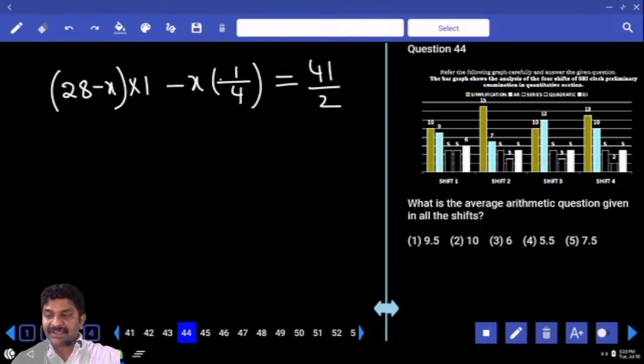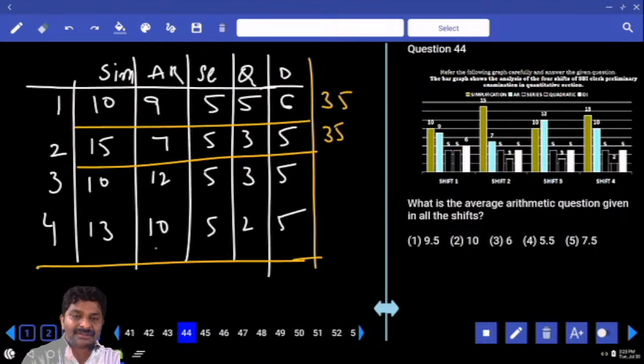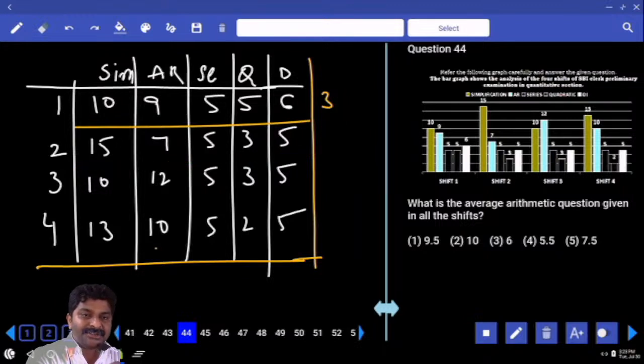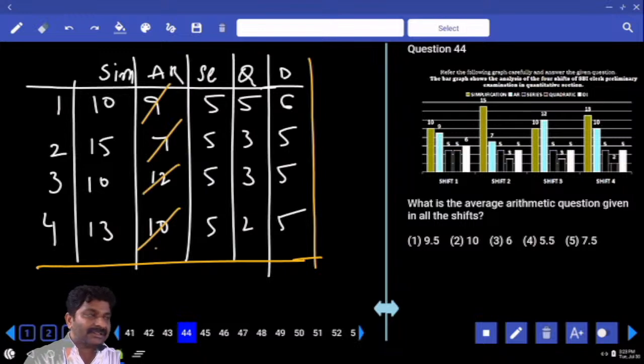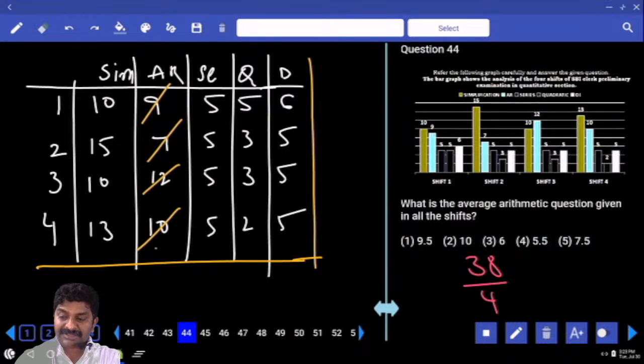What is the average of arithmetic questions given in all shifts together? Arithmetic questions average. Total how many shifts are there? Divided by 4. That's what we need to identify. Correct? 9 plus 7, 16. 26. 30 divided by, how much is that?